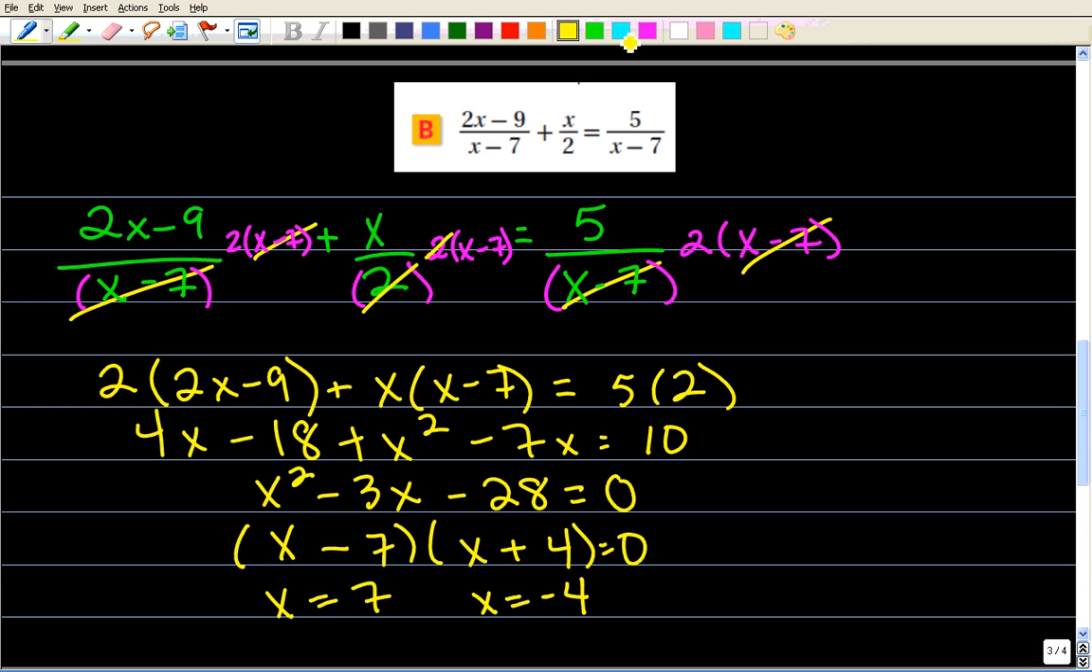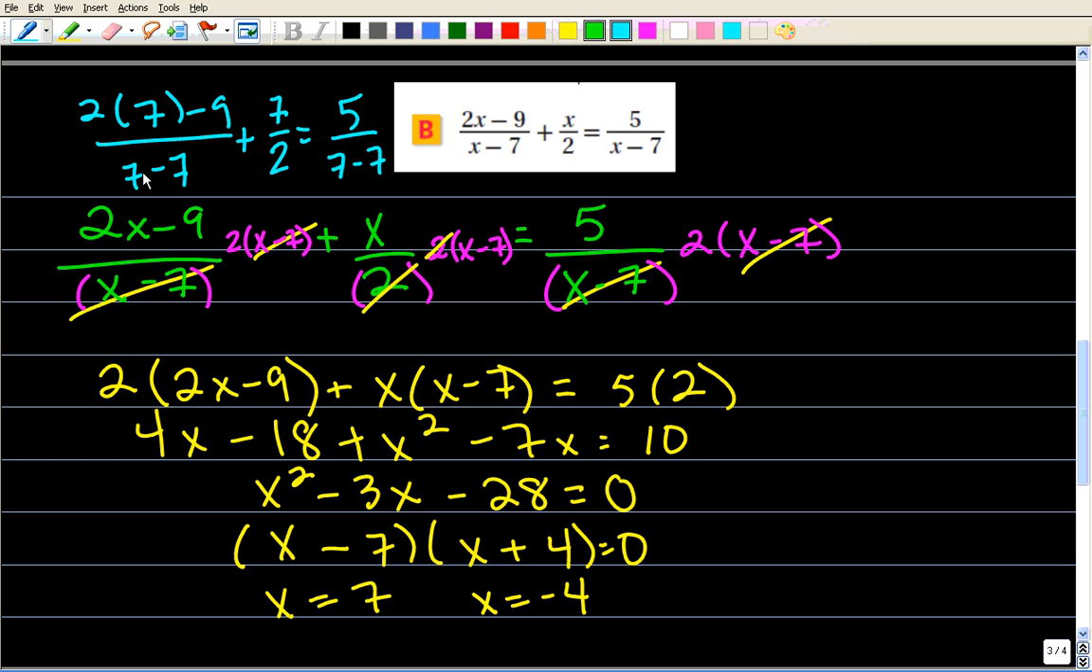Don't forget that we need to check these. So if I go back and check the 7, I'd have 2 times 7 minus 9 over 7 minus 7. I could write out the rest of this, but, well, might as well. There's a problem here: we'd have that 7 minus 7, which would end up being 0, and that would be undefined, and we cannot have an undefined solution. So x equals 7 is not going to be part of our solution.